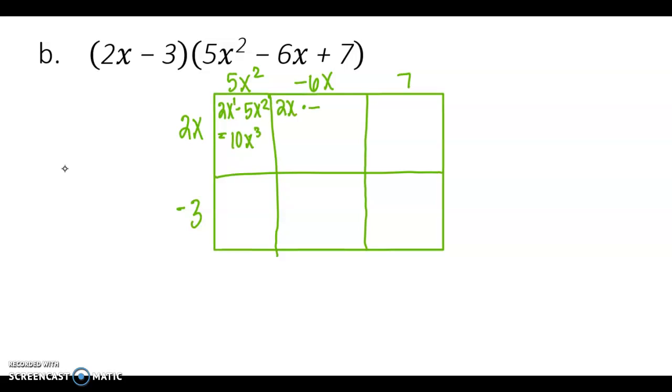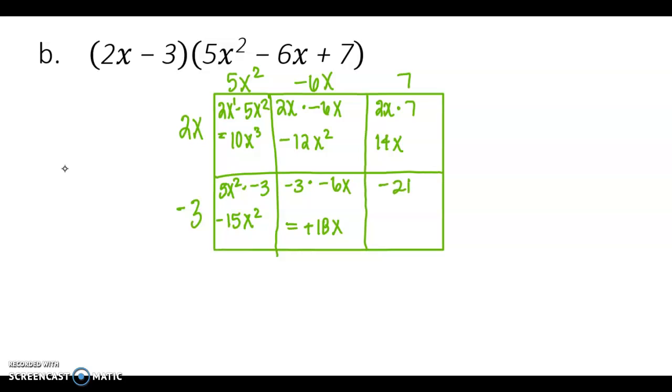Multiply the numbers together, and then you add the exponents. Okay, 2x times the negative 6x. This would give you negative 12x squared. And then this would be 2x times 7, which is a 14x. All right, this next one, you have 5x squared times negative 3, so it's going to be a negative 15x squared. And then over here you have negative 3 times negative 6x, so that gives you a positive 18x. And then lastly would be negative 21.